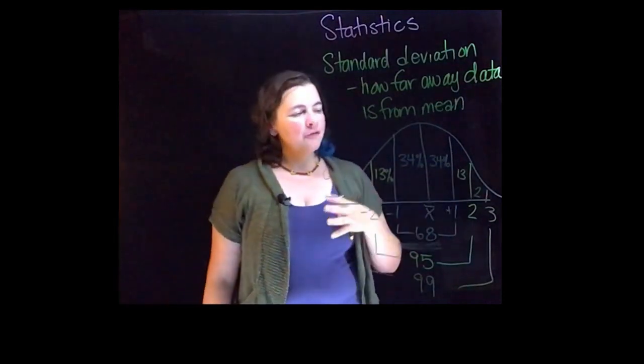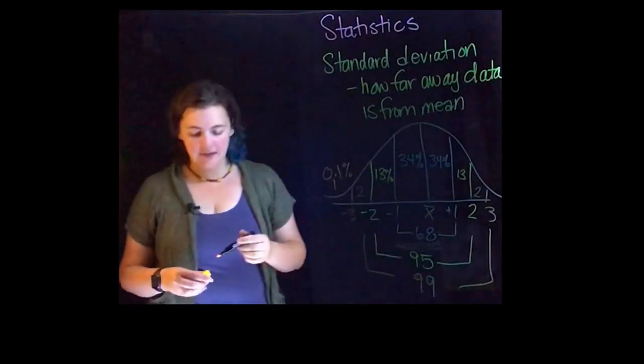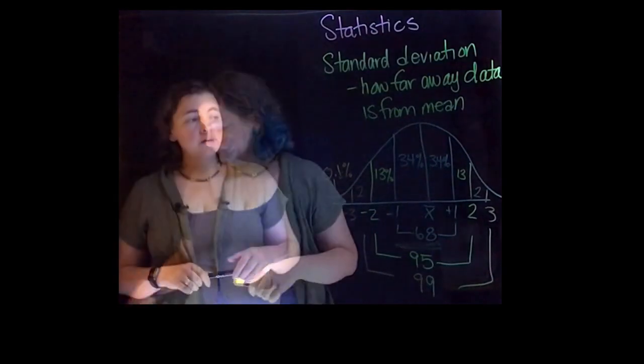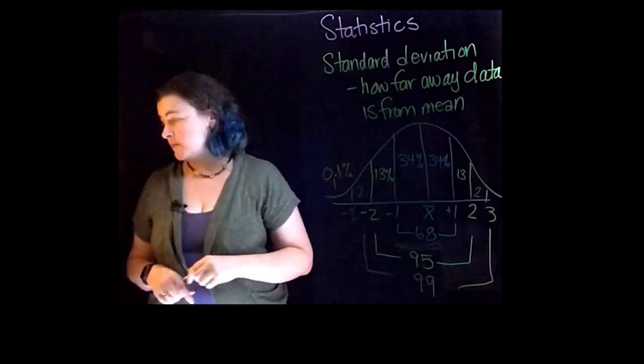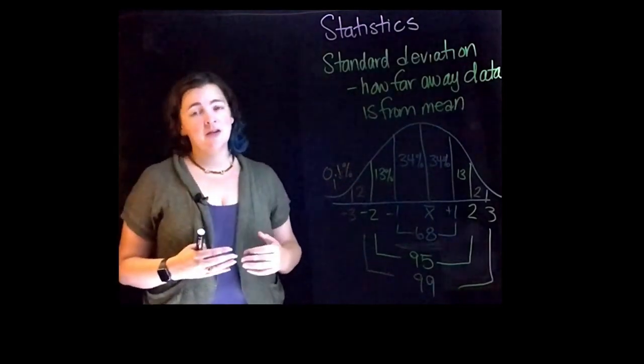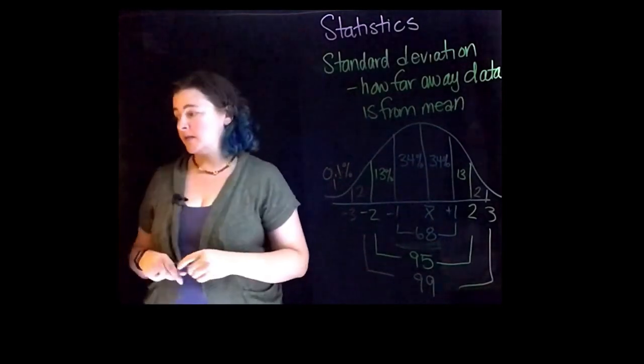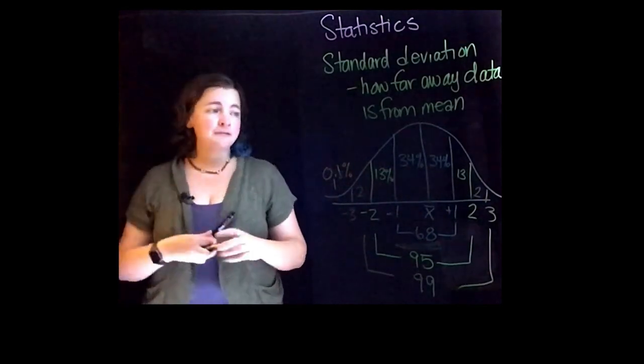So we can look at how far apart or close together our data is from this mean. The higher our standard deviation, the more spread out our data is going to be. The lower the standard deviation, the closer our data is going to be. So let's take a look at another graph.